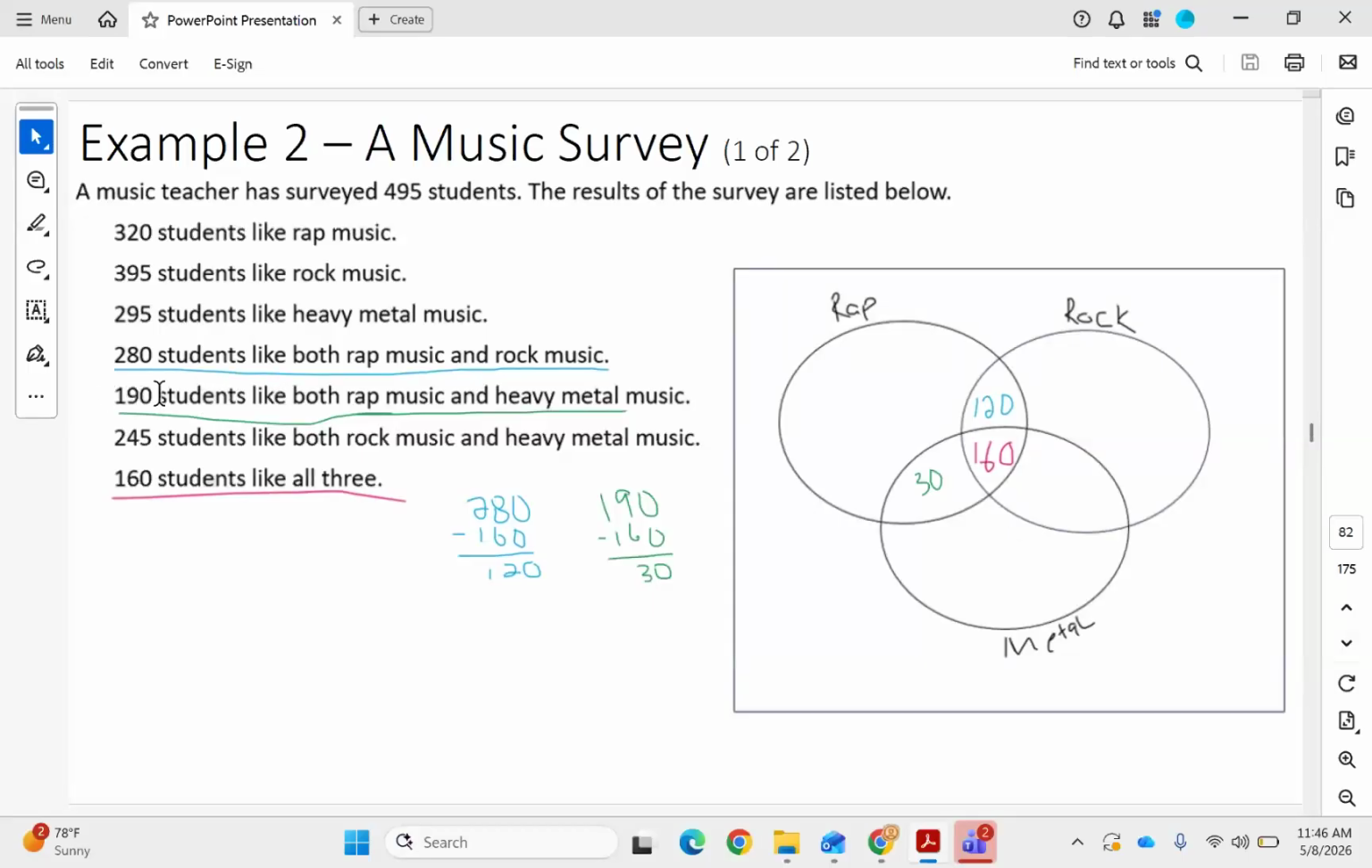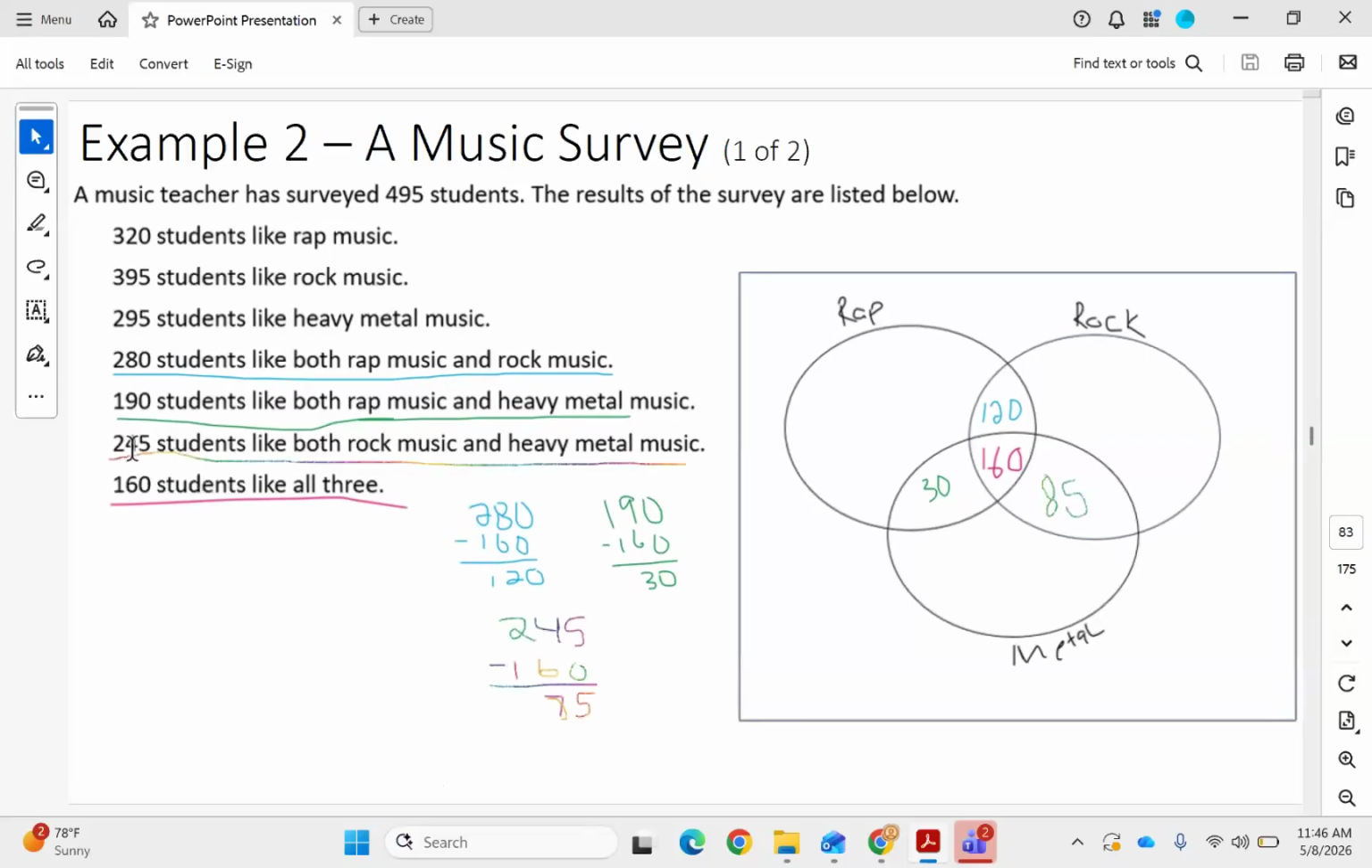Out of the 190, subtract the 160, and that tells you how many only like rap and heavy metal. Similarly, out of the 245 that like rock and heavy metal, subtract the 160, and that will help you find how many like only rock and metal. Let me check this math. It should be 85. So the answer on the picture here is right. Over here, it looks like a 75, but it's 85.